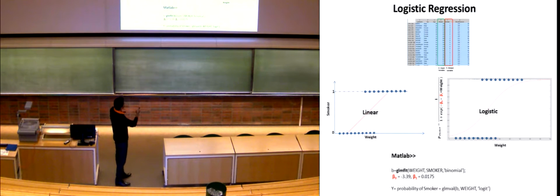Once you do that, you get this beta. Beta will have beta 0, which is the intercept, and beta 1, because there is only one input feature, right? And then you can use the glmval function to evaluate this model and predict the output for this weight variable, using logit as a keyword. So you get the probability of being a smoker based on any future weight feature here.